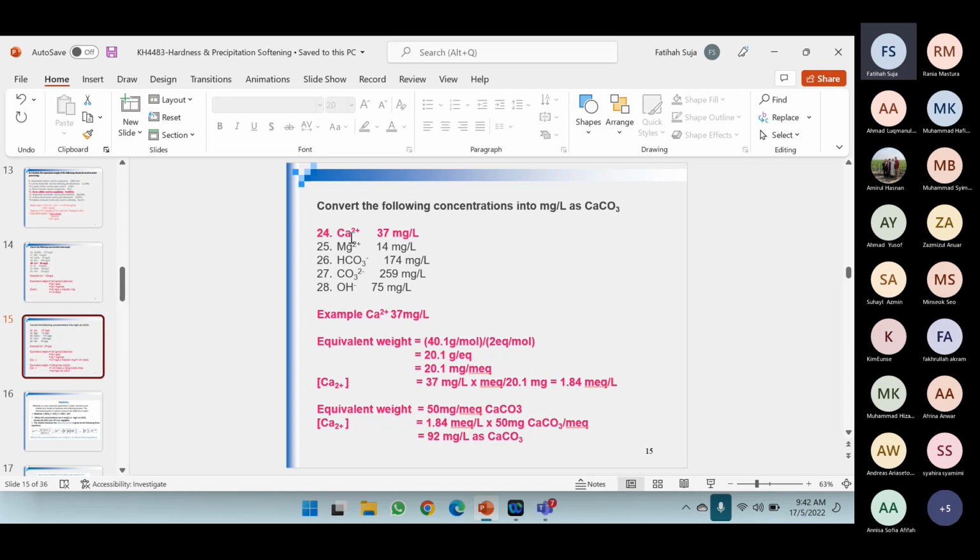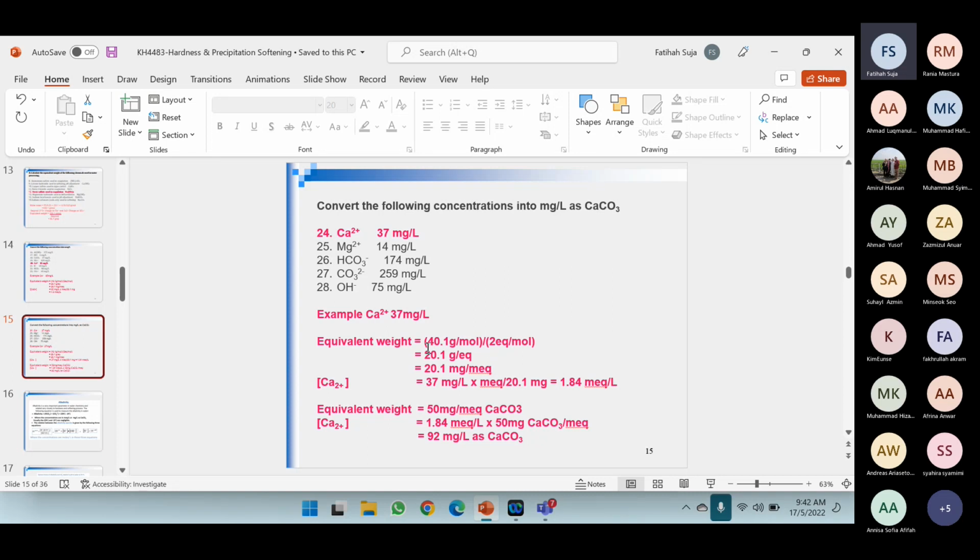So from the Ca2+, 37 milligram per liter Ca2+ of hardness that you have found in your groundwater, you'll be able to convert into the standard unit of milligram per liter as calcium carbonate using this following calculation. So this 50 is not 50 milligram, this is 37 milligram per liter. Okay, so you can try this calculation yourself so that it's easy for you to understand.